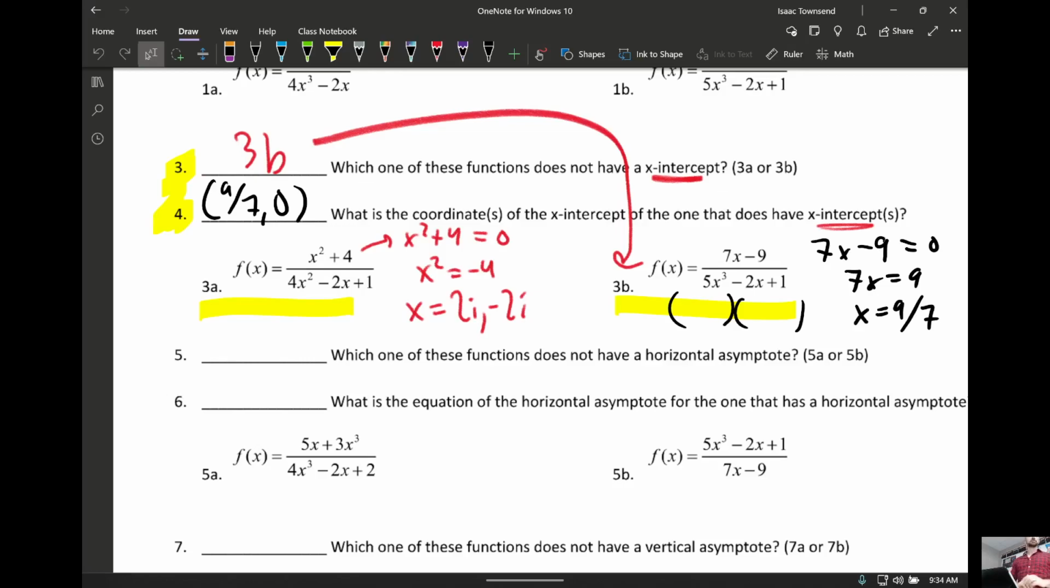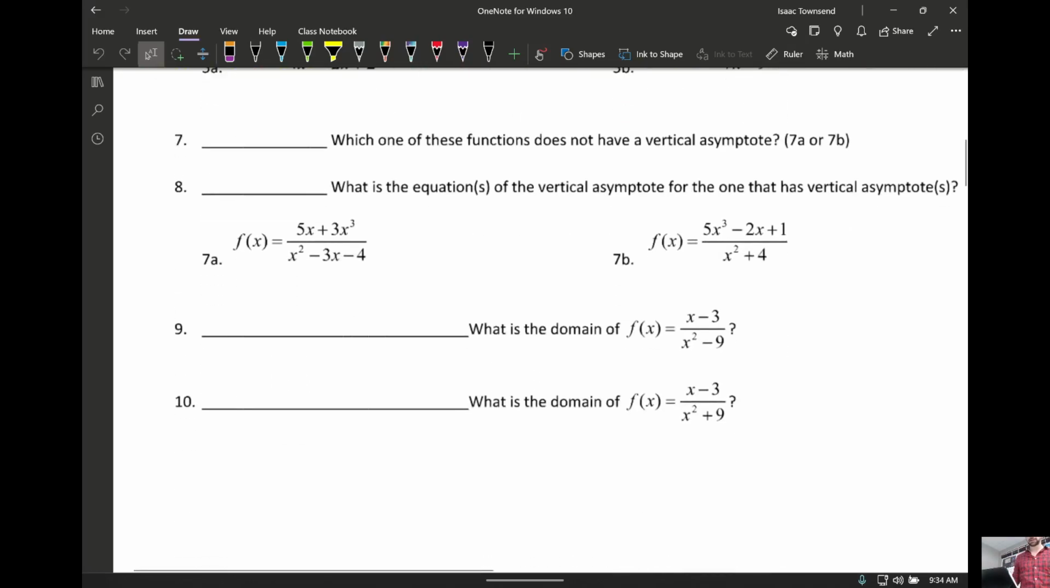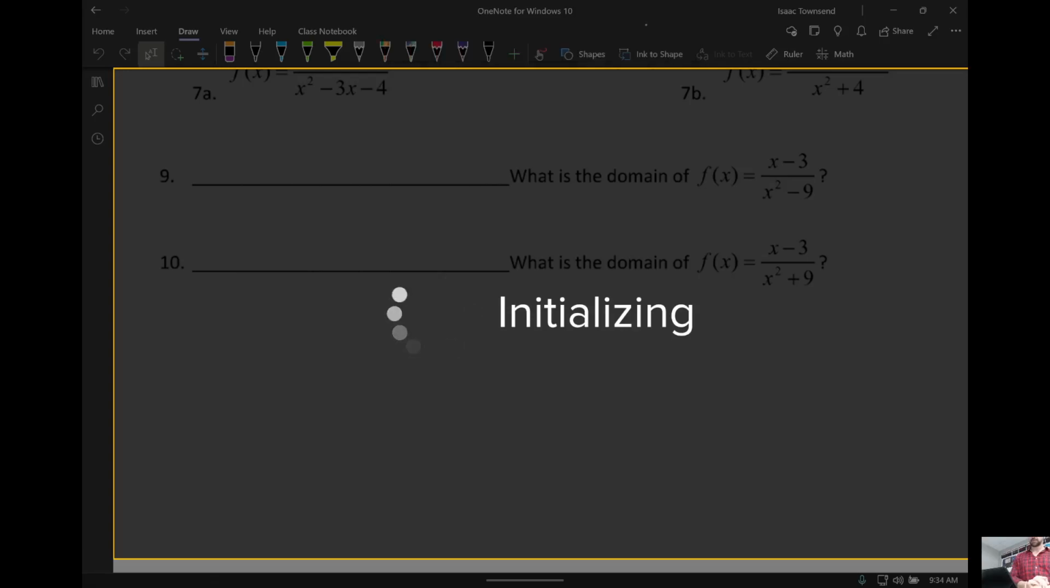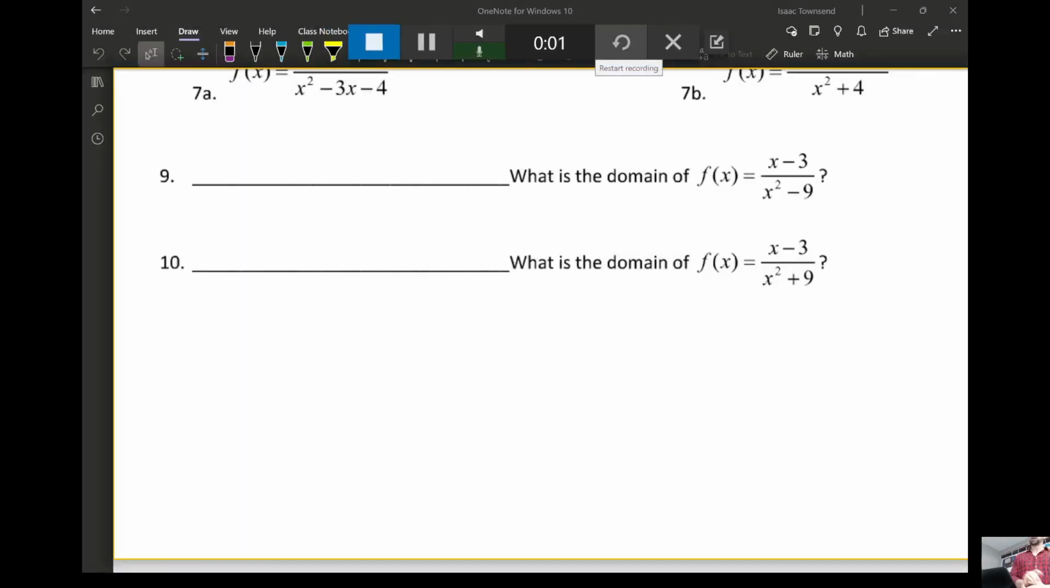I just had a question about the domain, so like 9 and 10. If it has like the number 10, I'm pretty sure it's like 3i. So would that even exist or would it still have that?